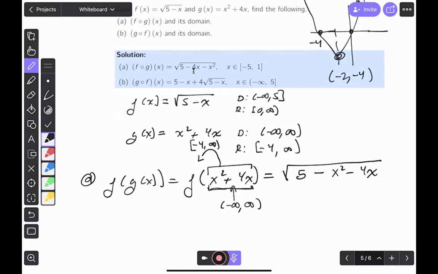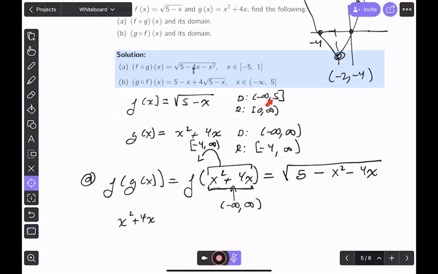So, G lets in everybody, but G returns minus 4 to infinity. That's what it returns. But here's my problem. I can't let that happen because the domain on F has to be minus infinity up to 5. So what I'm going to do over here is I'm going to say that x squared plus 4x must be less than 5. You know what it says over here? It must be less than 5. Let me write that down, or equal to it.